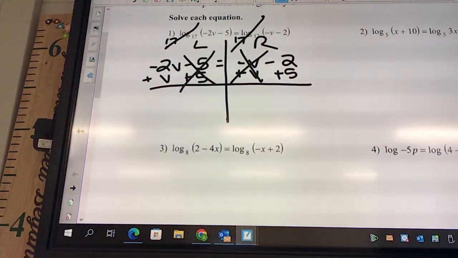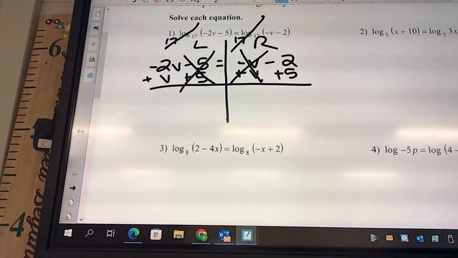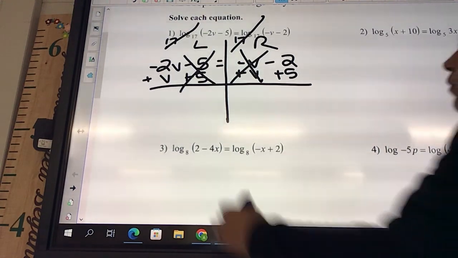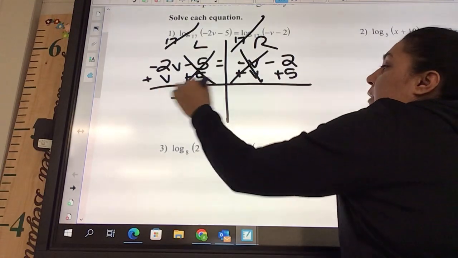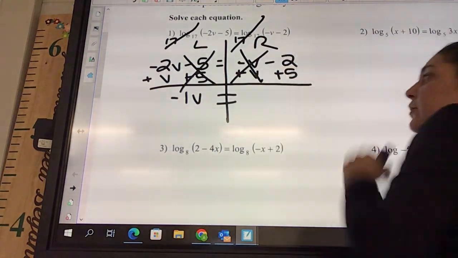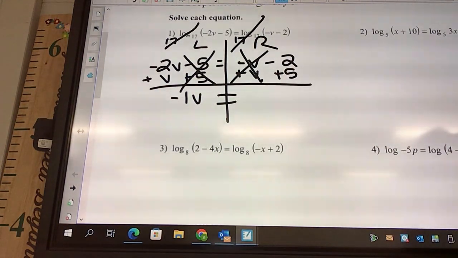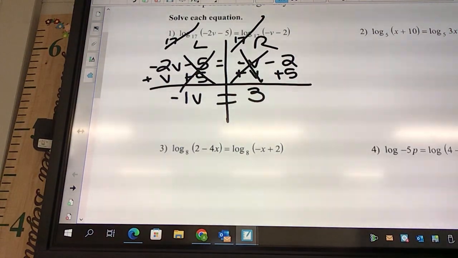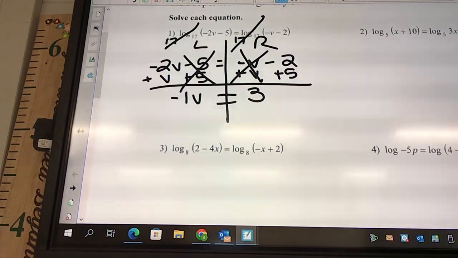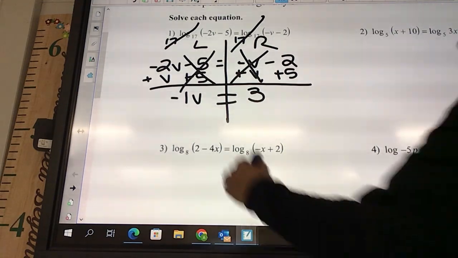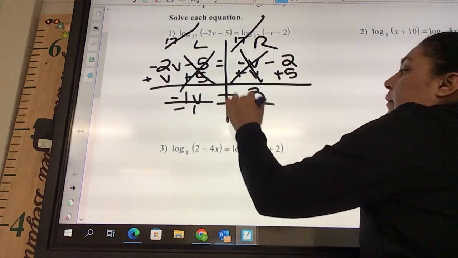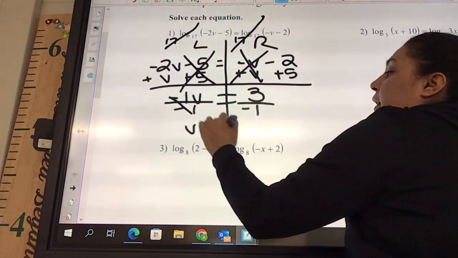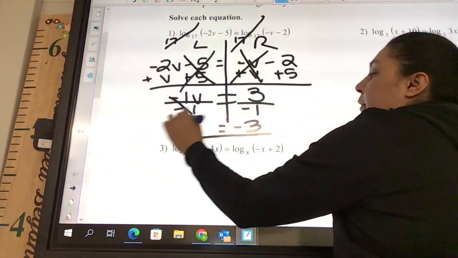What is negative 2V plus 1V? Negative 1V equals negative 2 plus 5, which is 3. And then what do we need to do? Divide by negative 1. So you're going to get V equals negative 3.